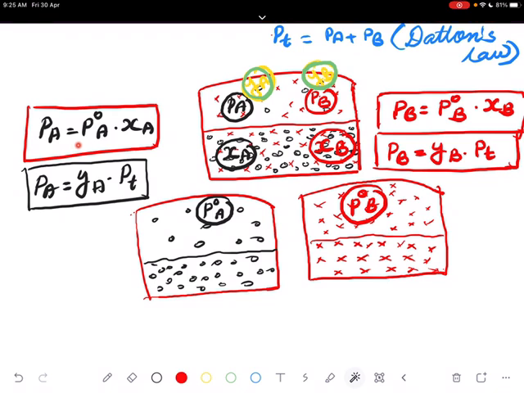So what is Raoult's law? Raoult's law is PA is equal to P naught A XA, PB is equal to P naught B XB. Now, suppose B is highly volatile, that means only PB will be there, PA will not be there. So PA is equal to P naught A XA will not exist. What exists is PB is equal to P naught B XB. That is a special case.